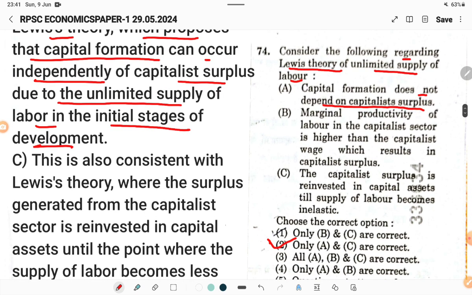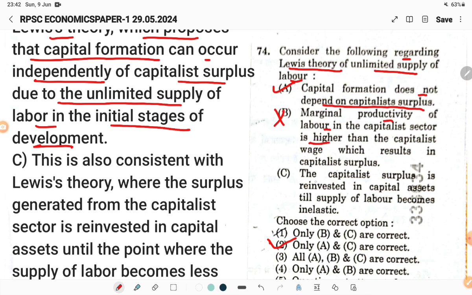And second statement B: marginal productivity of labor in the capitalist sector is higher than the capitalist wage, which results in capitalist surplus. So the second statement is wrong here because, according to Lewis theory, he did not emphasize the concept of capitalist surplus resulting from the difference between the marginal productivity of labor and the wage. That's why the second statement is wrong here.